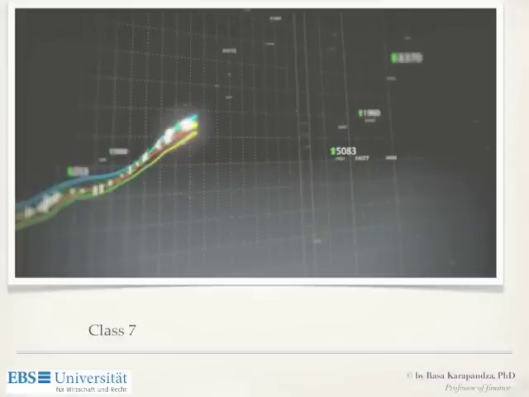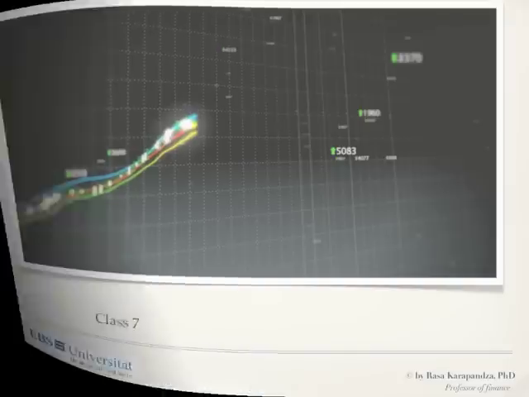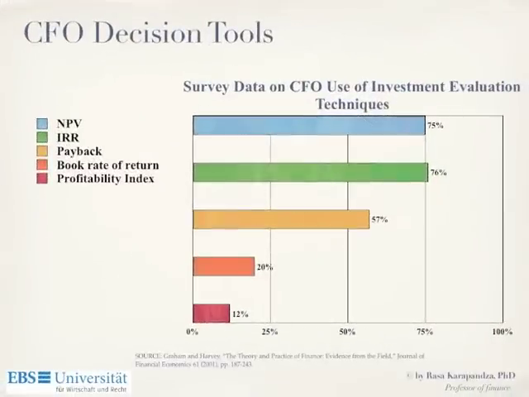We start with the class, and as usual we start by revising what was important that we did in the last class. So, I gave you this chart, and I told you this is a survey of chief financial officers. But you can look at it in a different way. You can look at these numbers as the probability that your boss will ask you something about these methods.